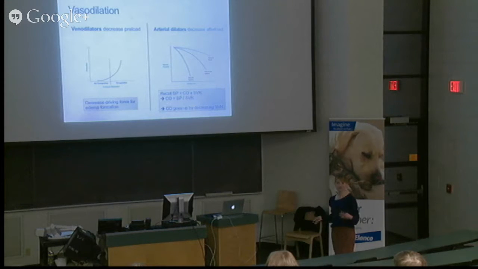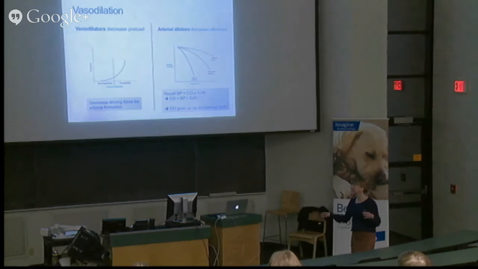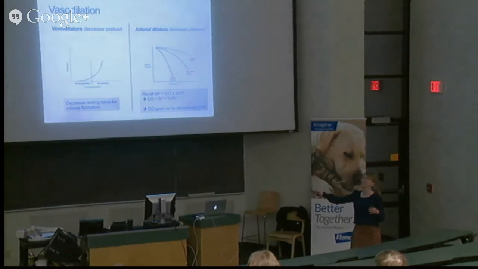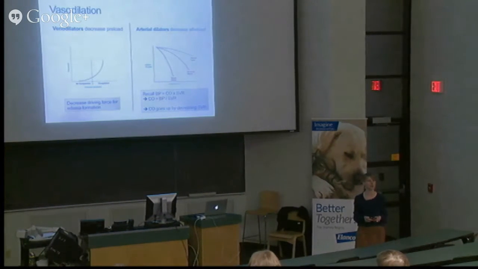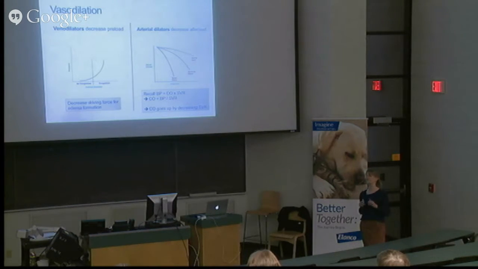up. Cardiac output should go up so long as we are not simultaneously making them hypotensive, that is, dropping our blood pressure profoundly. But in theory, if we decrease resistance, we should increase cardiac output and either maintain or maybe even improve blood pressure. So that's what we're trying to do with our afterload reduction, or our arterial dilators.